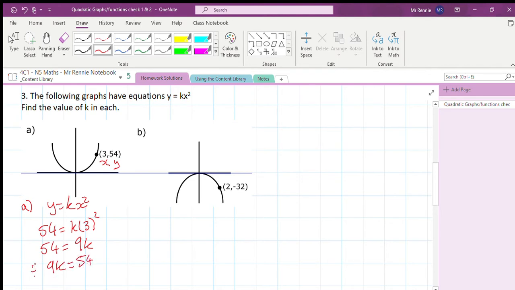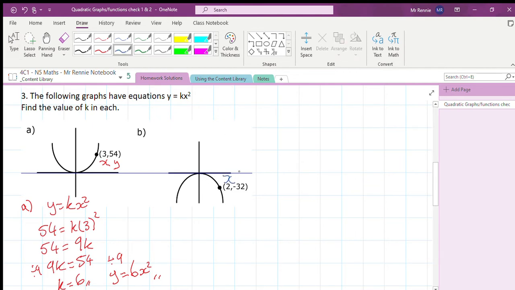Divide both sides by 9. I then get k equals 6. So my answer for the first one was k equals 6. It's a good idea then to just write it as y equals 6x squared. That was the value of k. And similarly, we're going to do the same with B. I'm just going to change the colour of my pen here so we can differentiate the two.